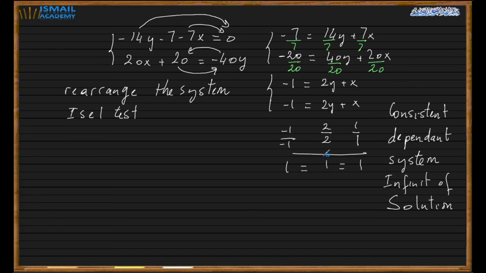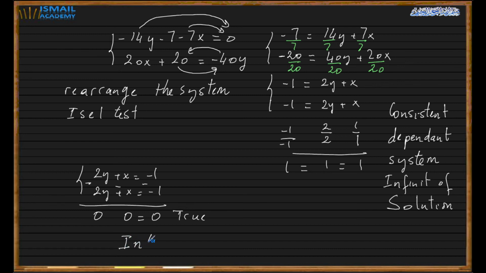Now, how can I use elimination to check if it's infinite solutions or not? I'm always going to pick the system I simplified. So I got 2y plus x equals minus 1, and I have 2y plus x equals minus 1. You see the coefficients of y have the same sign, so I subtract. I get 0 here. x minus x is 0, and minus 1 minus minus 1 is 0. This is a true statement, which means infinite solutions.